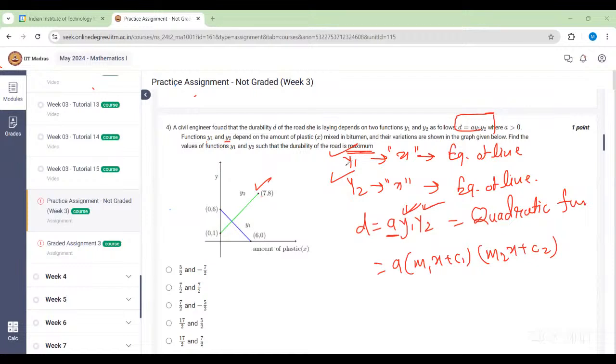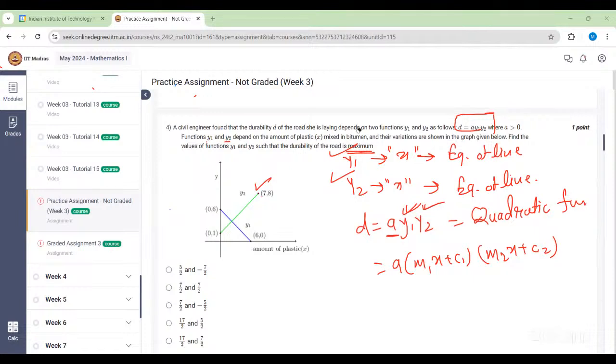Ma'am, if it is saying that the durability of the road is maximum, is it typically about the y coordinate of the vertex? Yes, for a maximum vertex, A must be less than 0. But no, I guess A is greater than 0 here.